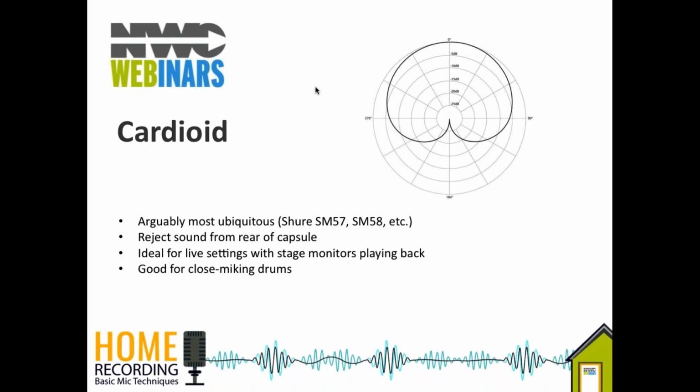And often the overheads, again, cardioid, because you want a focused kind of sound of the drum kit and less of the room sound.